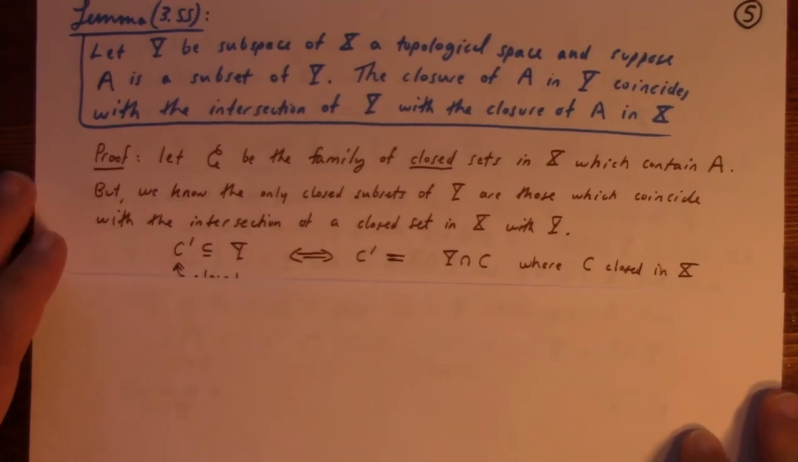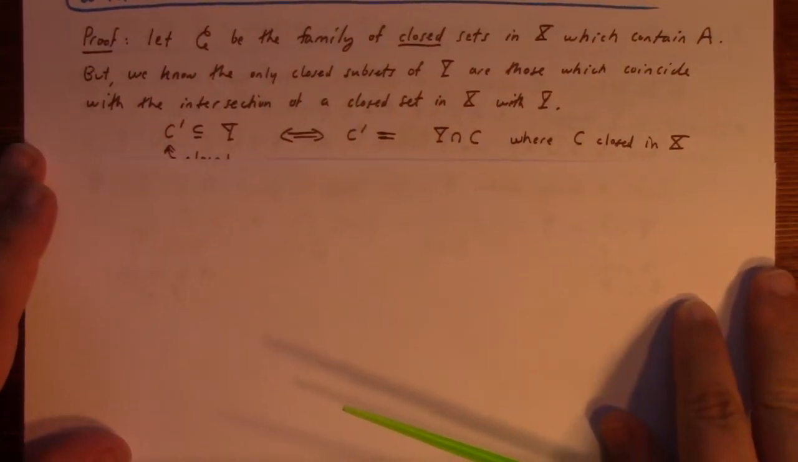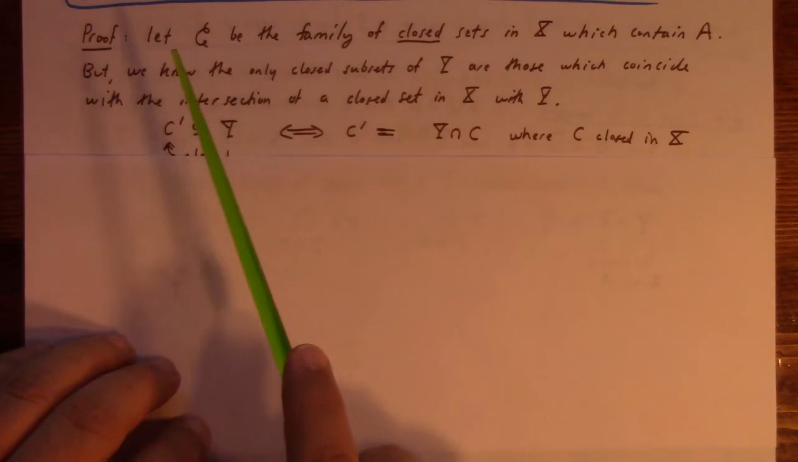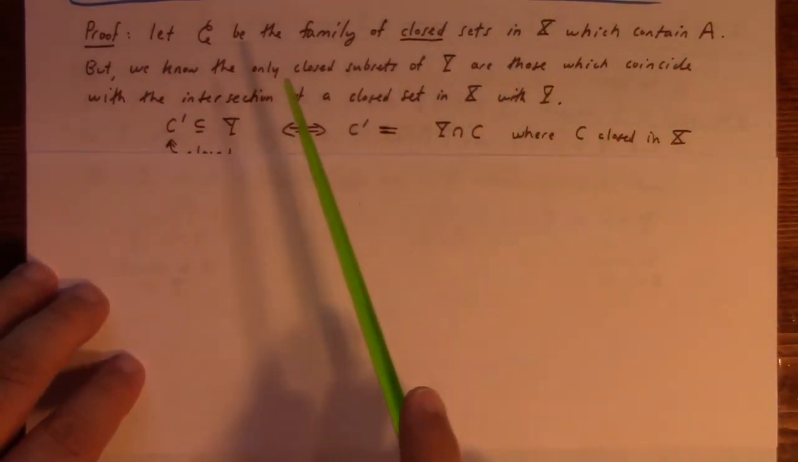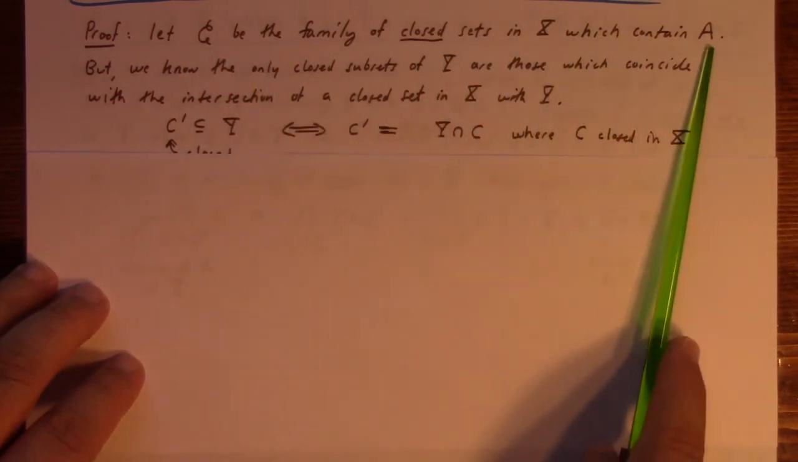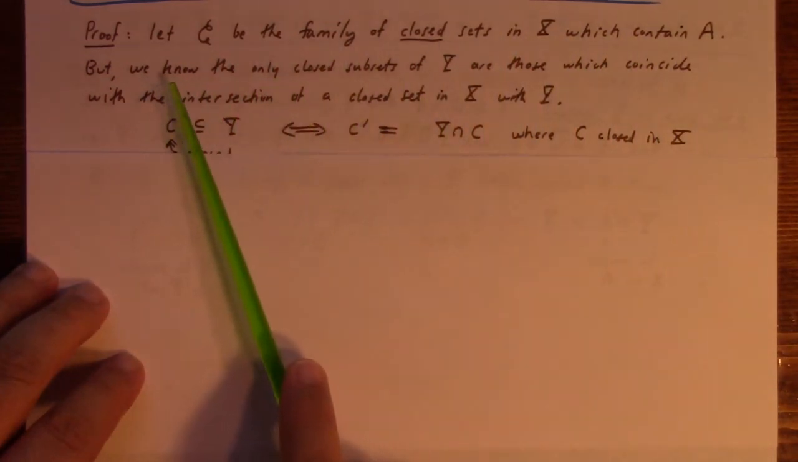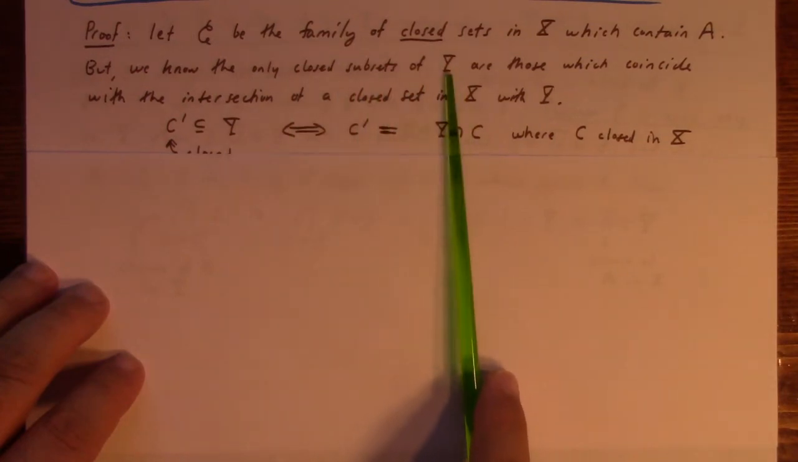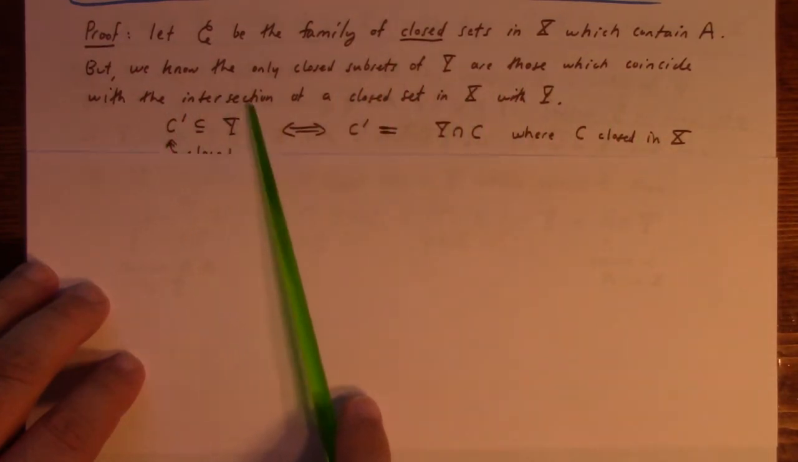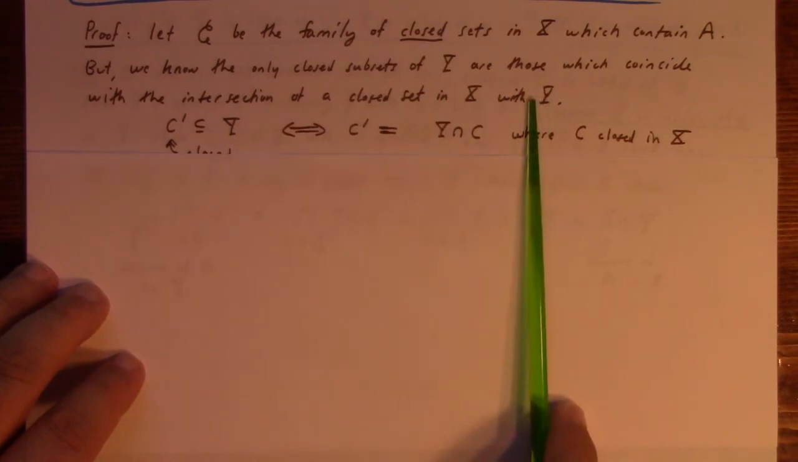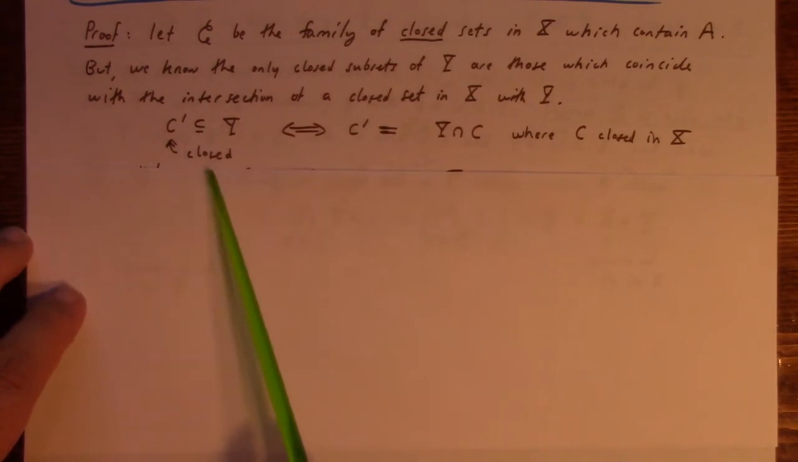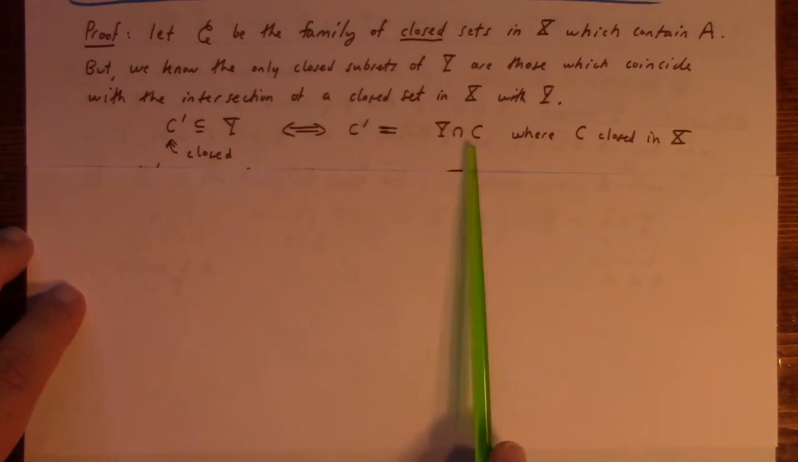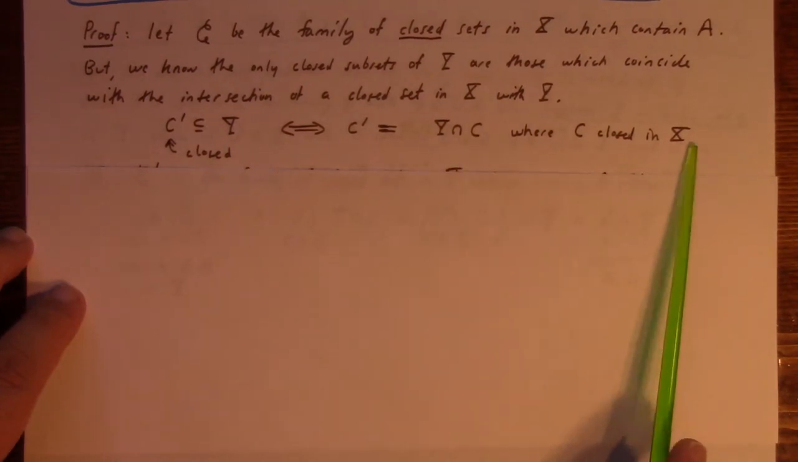Here's the calculation actually. I think the proof will actually make what the theorem is saying even more clear. So let C be the family of closed sets in X which contain A. All right, but we know that the only closed subsets of Y are those which coincide with the intersection of a closed set in X with Y. So we can form the intersection. In other words, C prime, a subset of Y, is closed if and only if C prime is equal to the intersection of Y with a closed set C in X. This we've already proved.